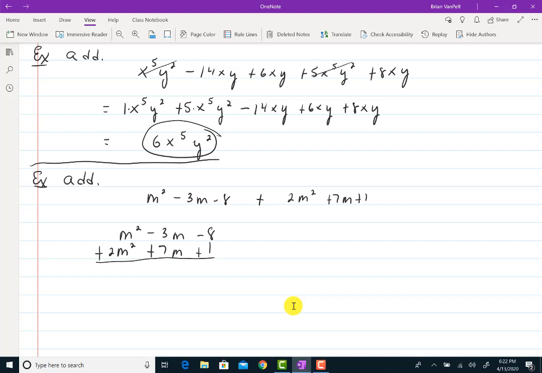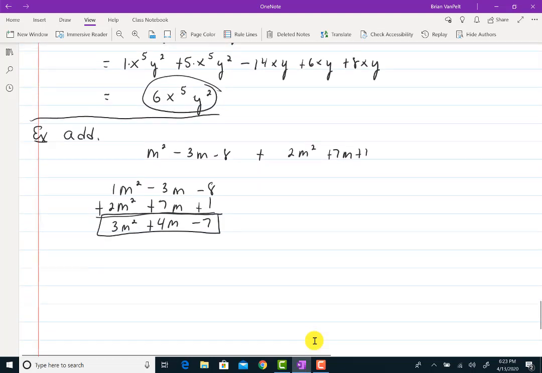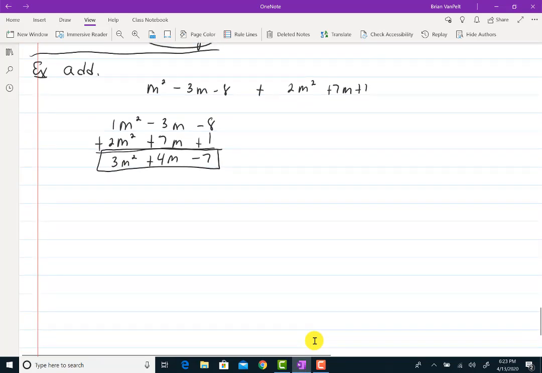So for example, negative 8 plus 1 is equal to negative 7. And then negative 3m plus 7m is equal to 4m. Put a plus because I'm creating a polynomial. And then finally, 1m squared, if you don't remember, there's a 1 in front of there. 1m squared plus 2m squared is 3m squared. And there you go. So there's another way of doing it. You might find it helpful as far as keeping track of all the terms if you stack them up like that.